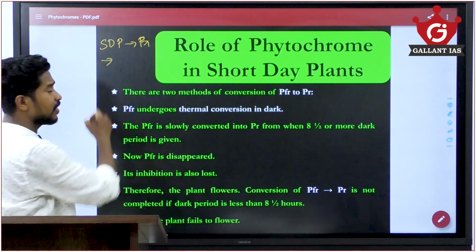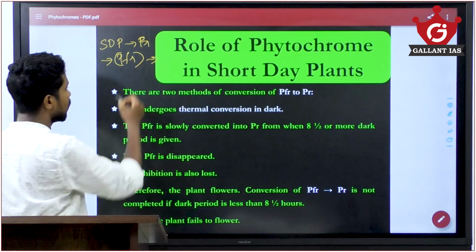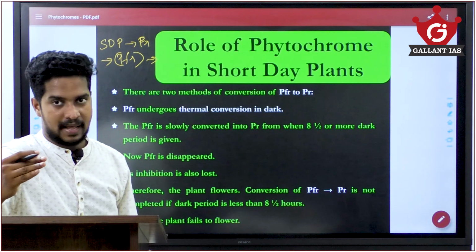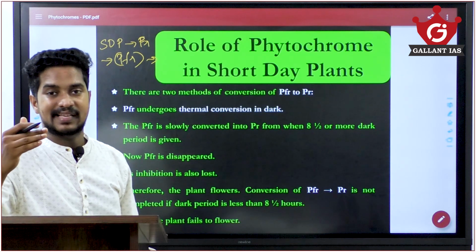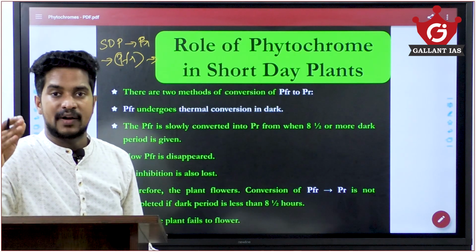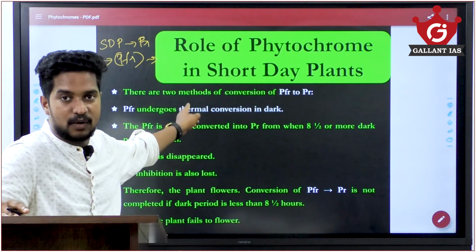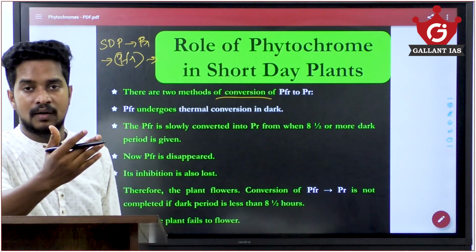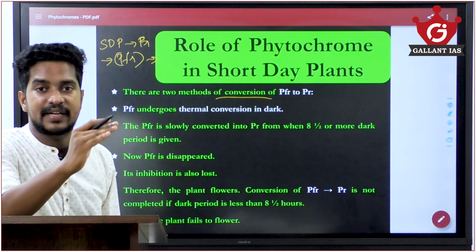Okay, so at the end of the light period in short day plants, PFR is accumulated there. If PFR is accumulated there, flowering is not possible in short day plants. Why is it not possible? For flowering in short day plants, phytochrome red is essential. So normally flowering is not possible if PFR is accumulated there. So there are two methods of conversion of PFR to PR. For flowering in short day plants, this PFR has to be converted back to PR form, then only flowering is possible.